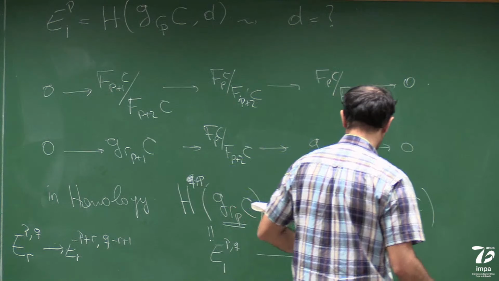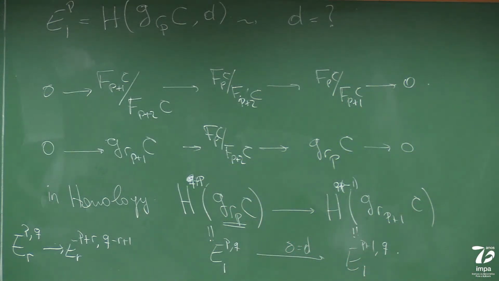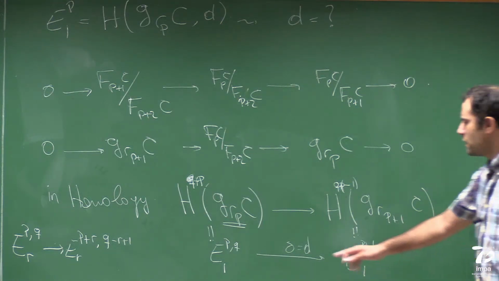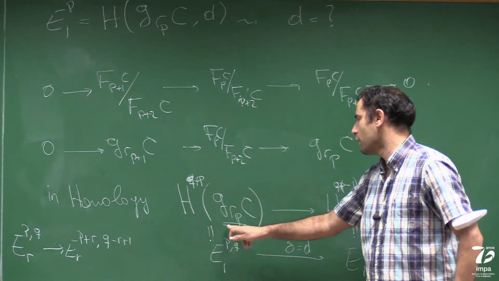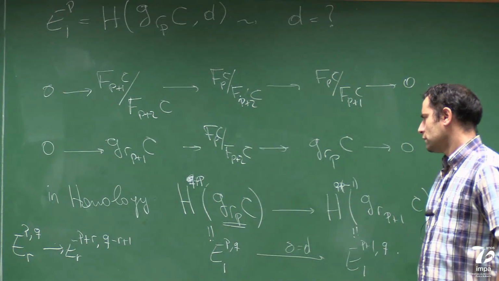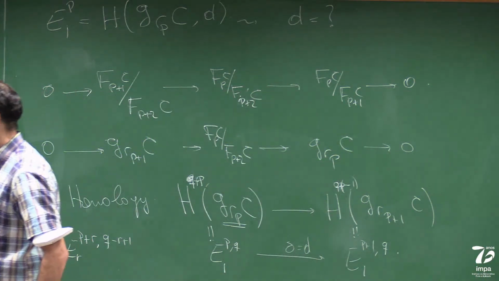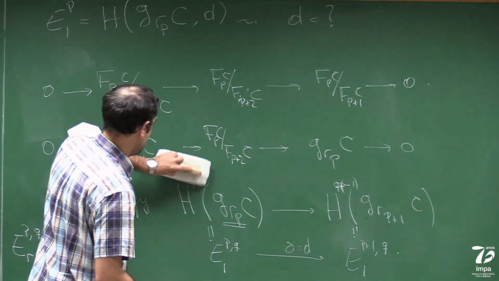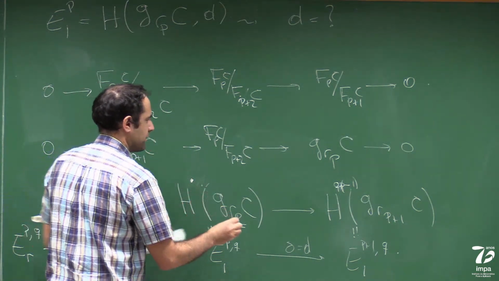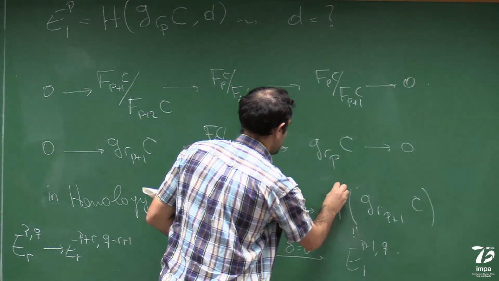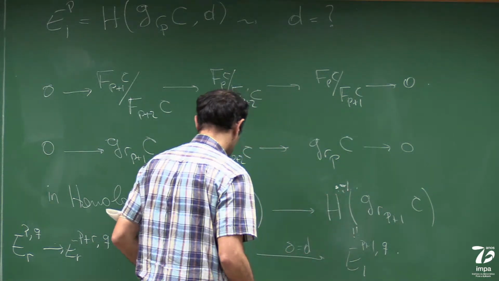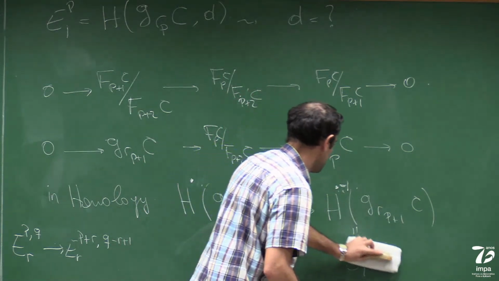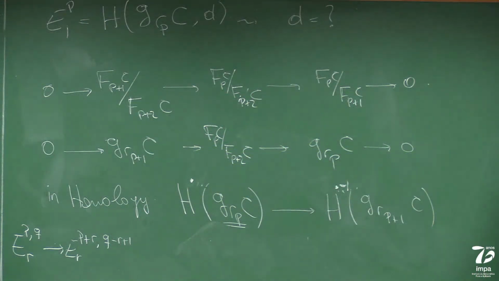Okay. Did I get it right? P plus Q. I defined E1 P,Q to be H^{P+Q} of GR P. No, that doesn't work. Let's fix this. This is not working there. What is true is always this, and this goes to this -1. So let's fix this.